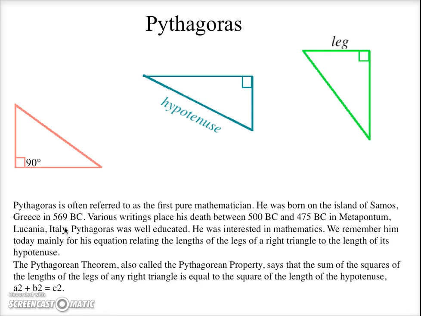the hypotenuse. The Pythagorean theorem, also called the Pythagorean property, says that the sum of the squares of the length of the legs of any right triangle is equal to the square of the length of the hypotenuse. The equation of the Pythagorean theorem is a squared plus b squared equals c squared.